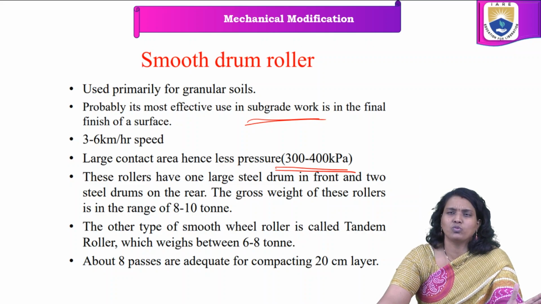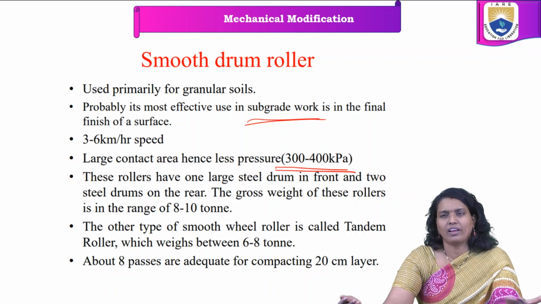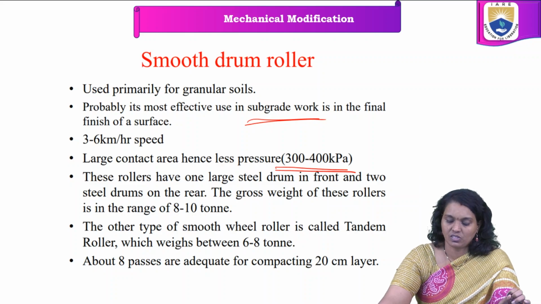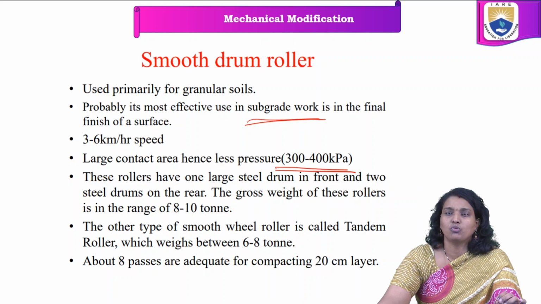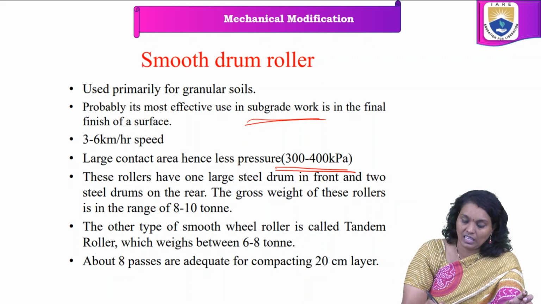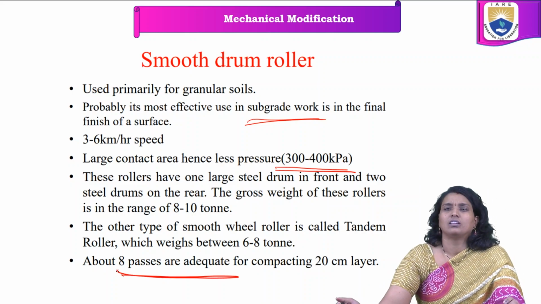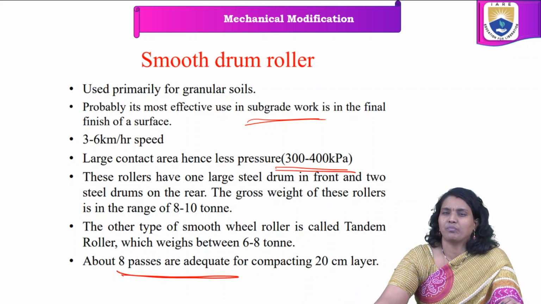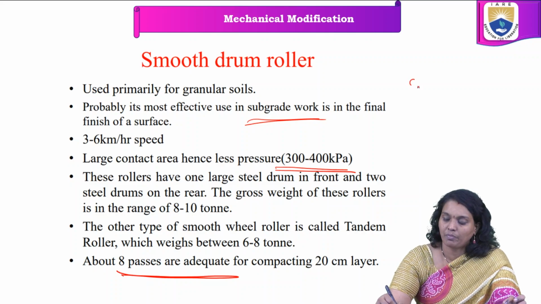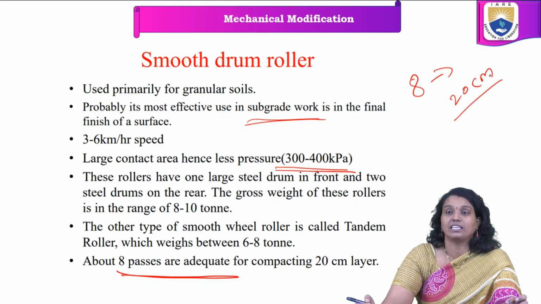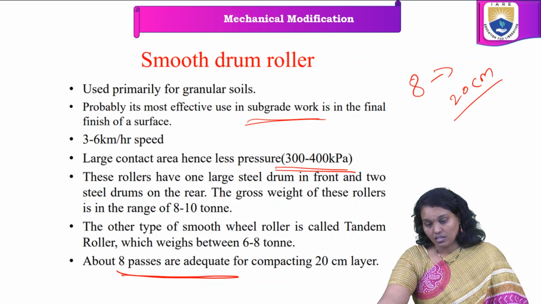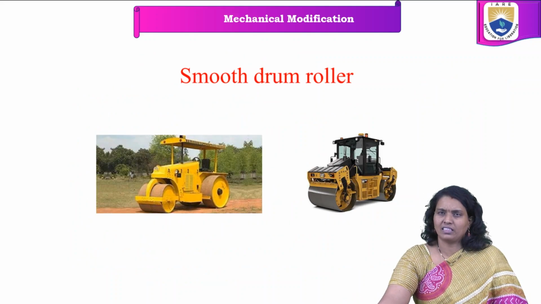Different types of smooth wheel rollers are available nowadays. One is the tandem roller, which weighs between 6 to 8 tons. About 8 passes are adequate for compacting a 20 centimeter layer. So this is one of the practical things which we understand from the smooth drum roller: 8 passes compact a layer up to 20 centimeters. The smooth drum roller looks like this.